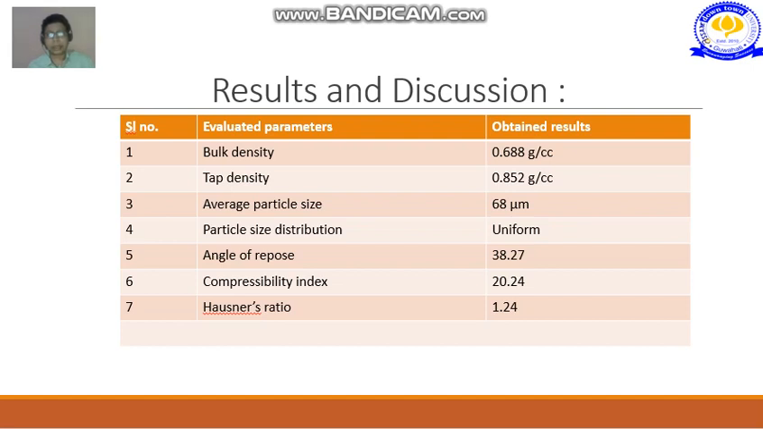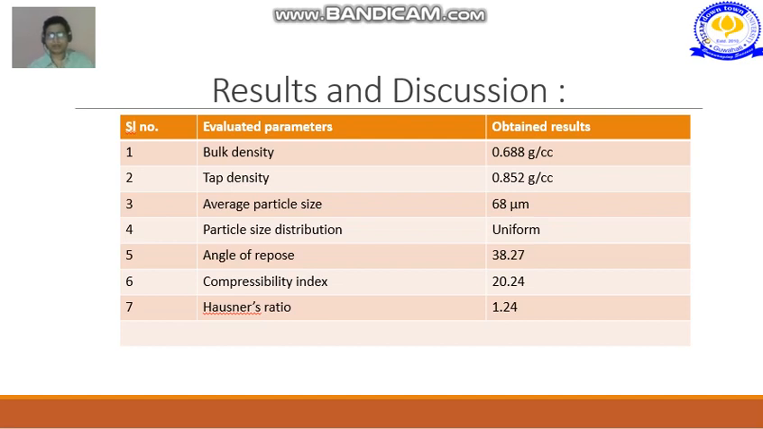Now moving towards the next parameter, we are talking about the angle of repose. We have got the value of 38.27. This is the value we have obtained for the angle of repose, which shows that the powder material has average flow property.